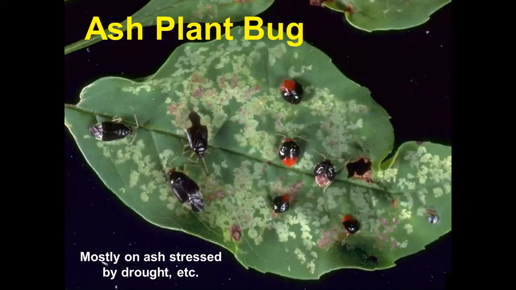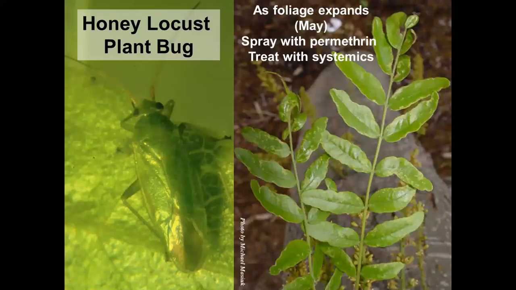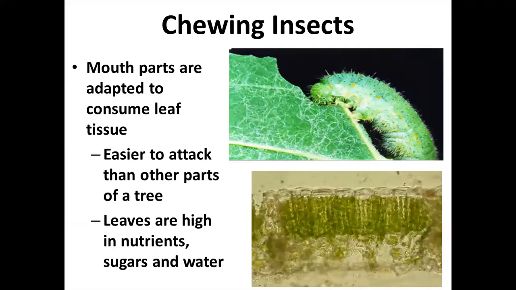Ash plant bug, also on stressed trees. The ash that are in compacted soils with rock mulch and a parking lot cutout are the ones that will get this. But it's easy to hit with systemics or sprays. Honey locust plant bug, very similar. Permethrin is a generalized insecticide that will kill pretty much any bug you put it on. So that's a pretty common one in the toolkit. So that was a good overview of the sucking insects.